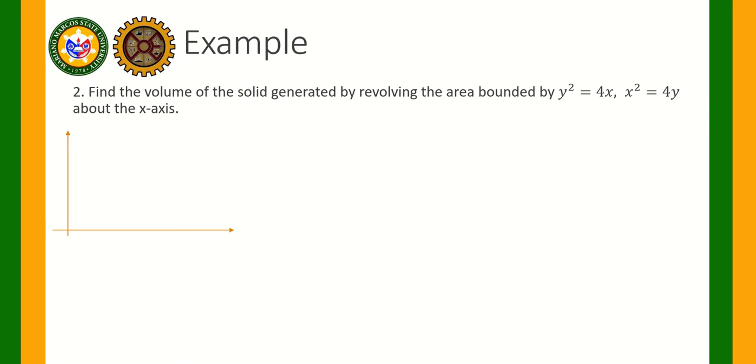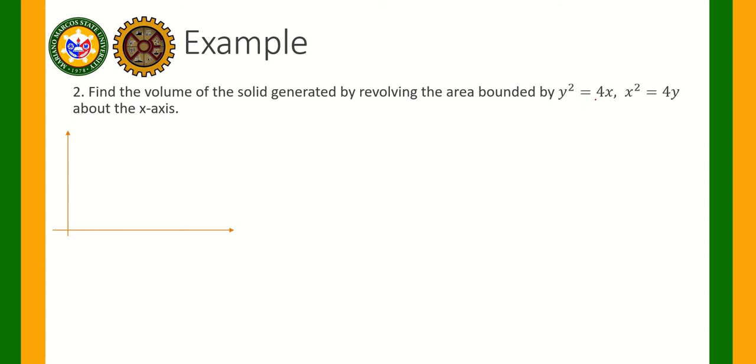Okay, so let's have example number 2. Find the volume of the solid generated by revolving the area bounded by y squared equal to 4x, x squared equal to 4y about the x-axis. So if we look at our functions, they are both parabolas.